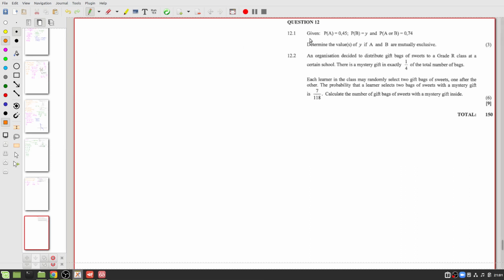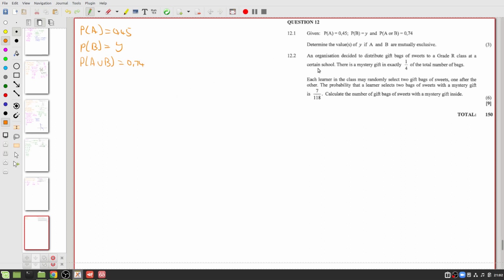Now first, in 12.1, we get given that P of A, the probability of A, is 0.45. We get given the probability of B, let me just write, B is Y. Okay, so that is an unknown, that's a Y. And then the probability of A or B is 0.74.